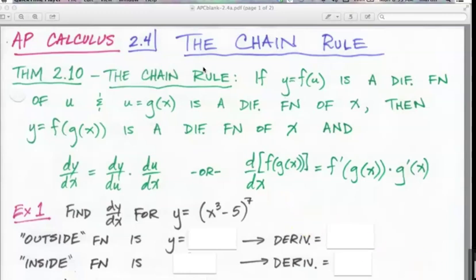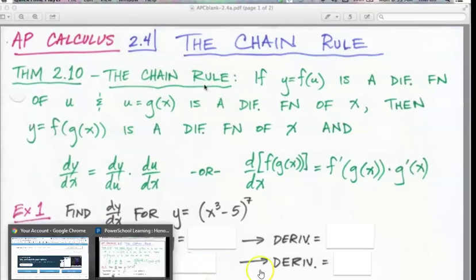It tells us how to handle taking the derivative of a composite function, something that looks like y equals f of g of x, when you take one function and plug it into another function. How do we differentiate that?